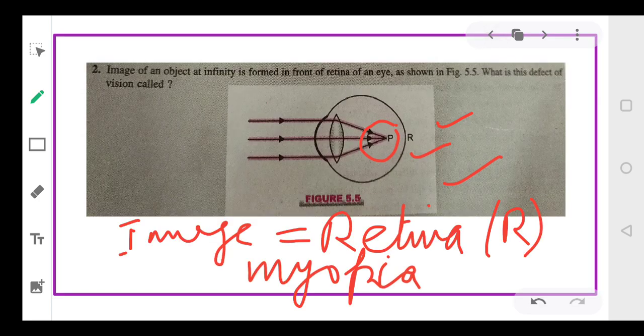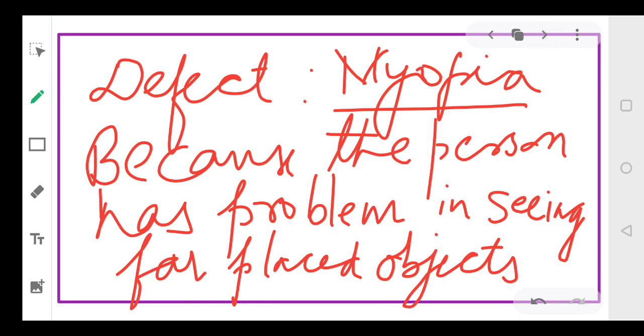So this was the question. This was a question which was asked in board 2012. Just imagine, that is why I have taken this question. So you can be given a diagram and you can be asked to explain that particular diagram.